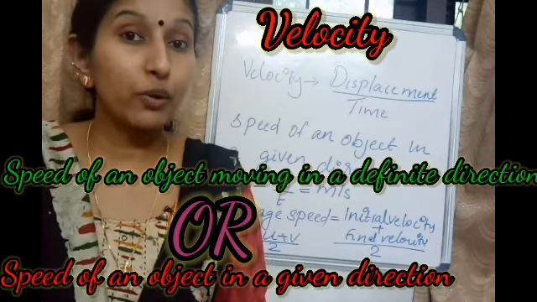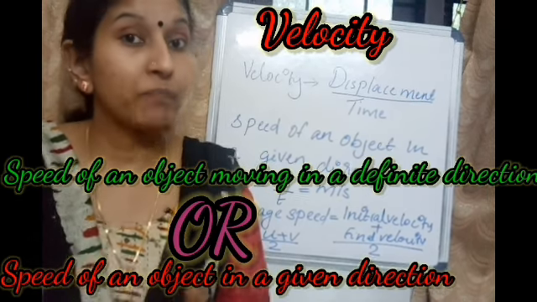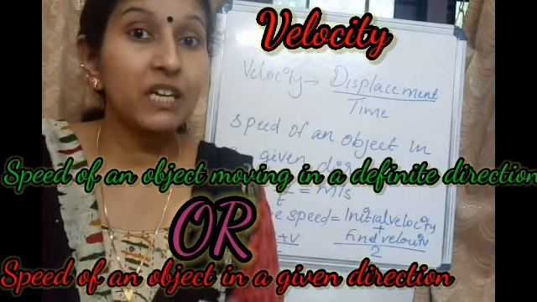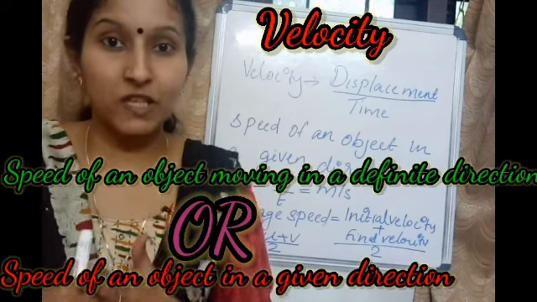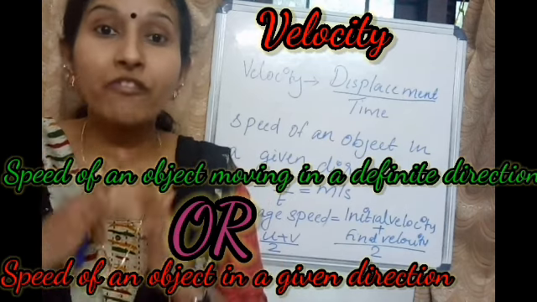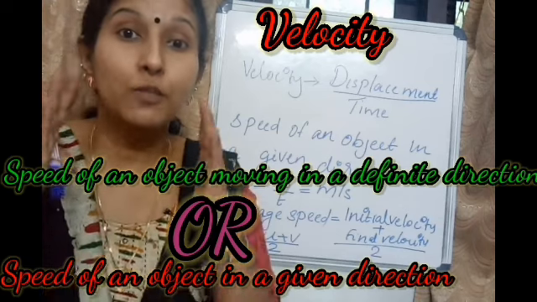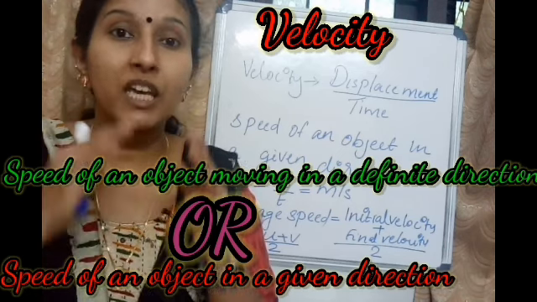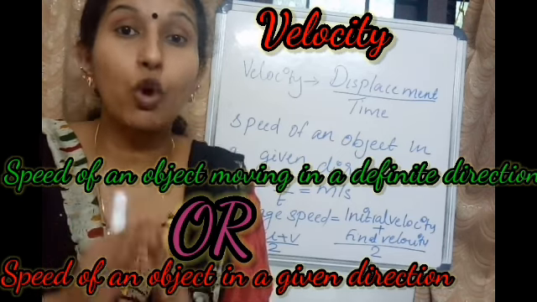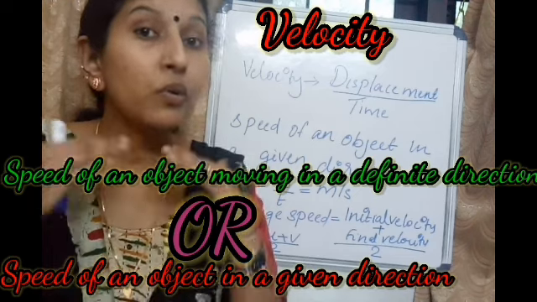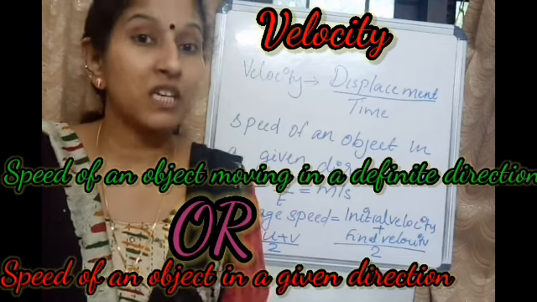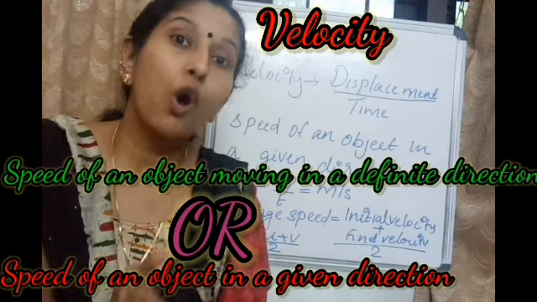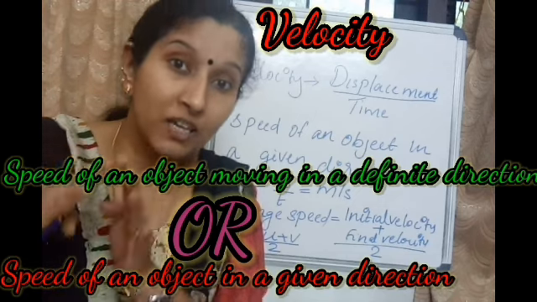I told you, speed is a scalar quantity. Why? Because it has only magnitude. If we specify direction along with the speed, that will be considered as the velocity. So, in case of velocity, we have to specify the direction with the speed. If the measurement is speed, we will get only the magnitude. But if you want to make the speed into velocity, we have to specify the direction along with the speed.